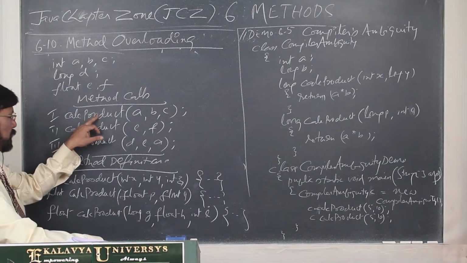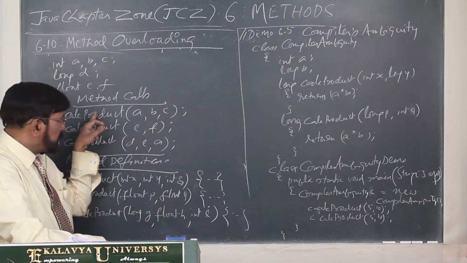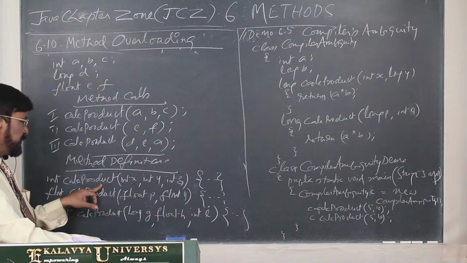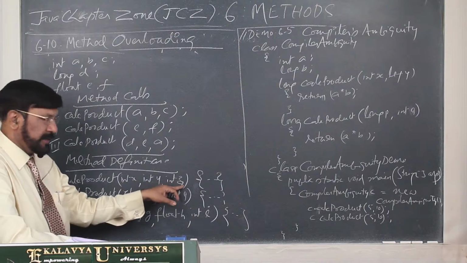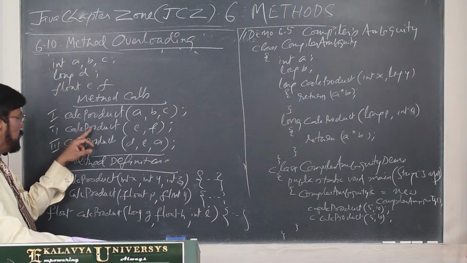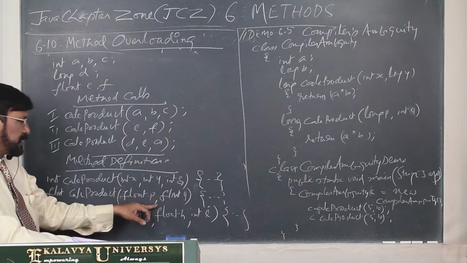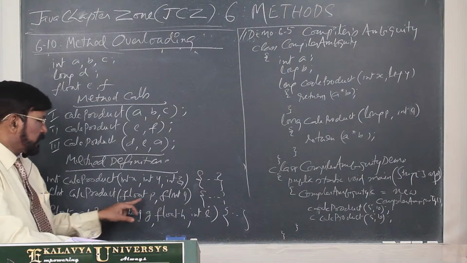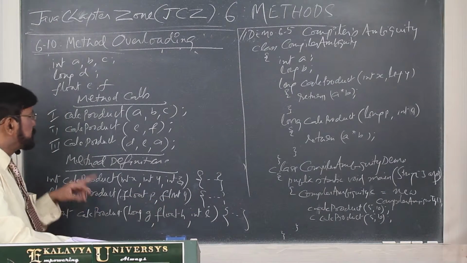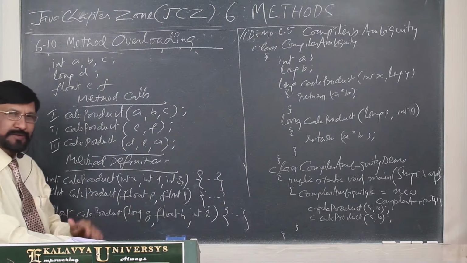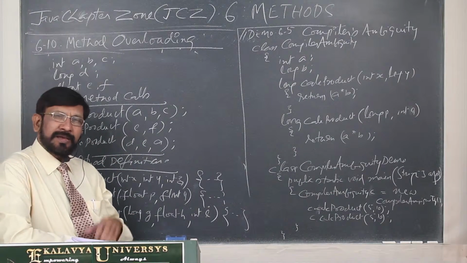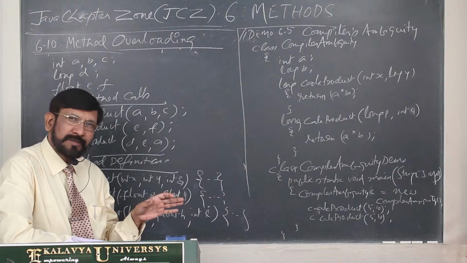So now if you call this, because of this call, this definition is executed. This is the definition for this int. And when you call this, this is executed. Calculate product float, this is executed. And when you call this, then this is executed. The compiler has no confusion at all.